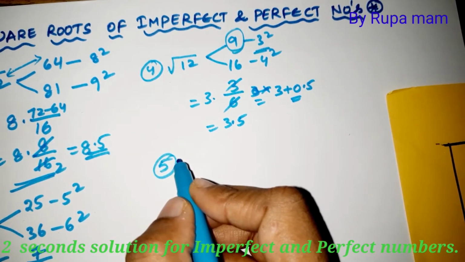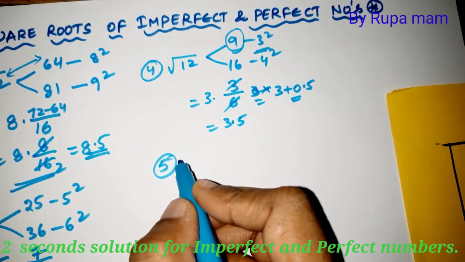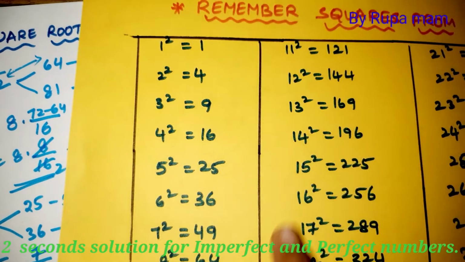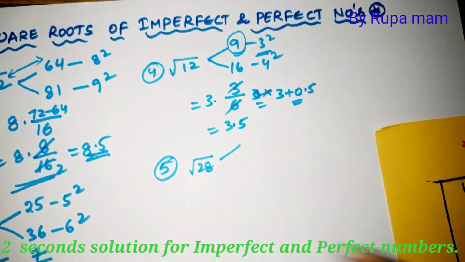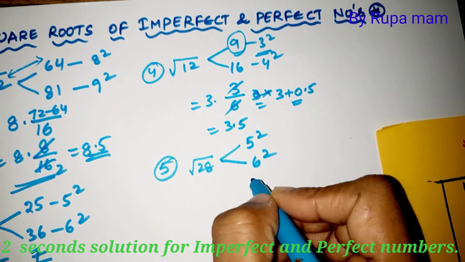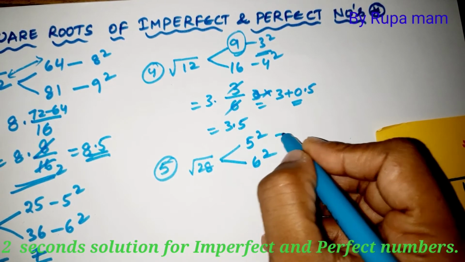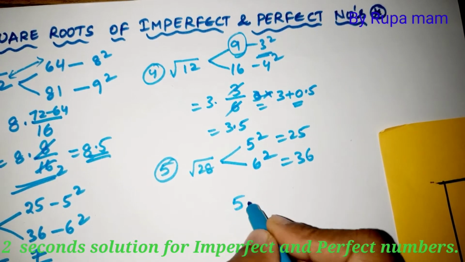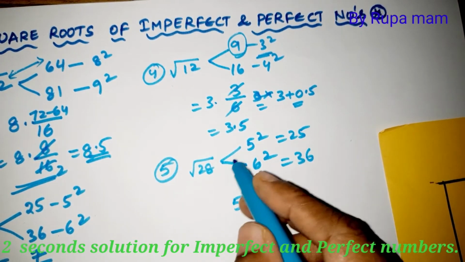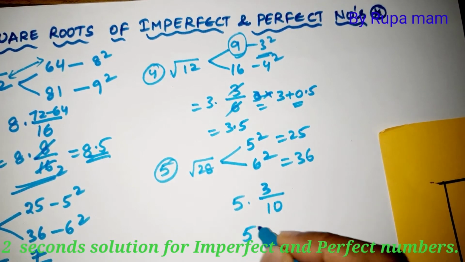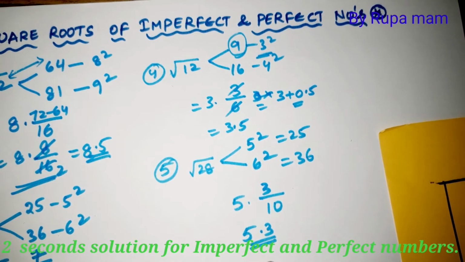Next, if you practice more and more questions, then it is very easy to remember, and you can do it very fast, within 1 second only. Root over 28 is present between which squares? 5 square and 6 square, that is 25 and 36. Here I am taking 5. Double is 10. The difference of 28 and 25 is 3, so 0.3. That means 5.3 is the answer for this question.